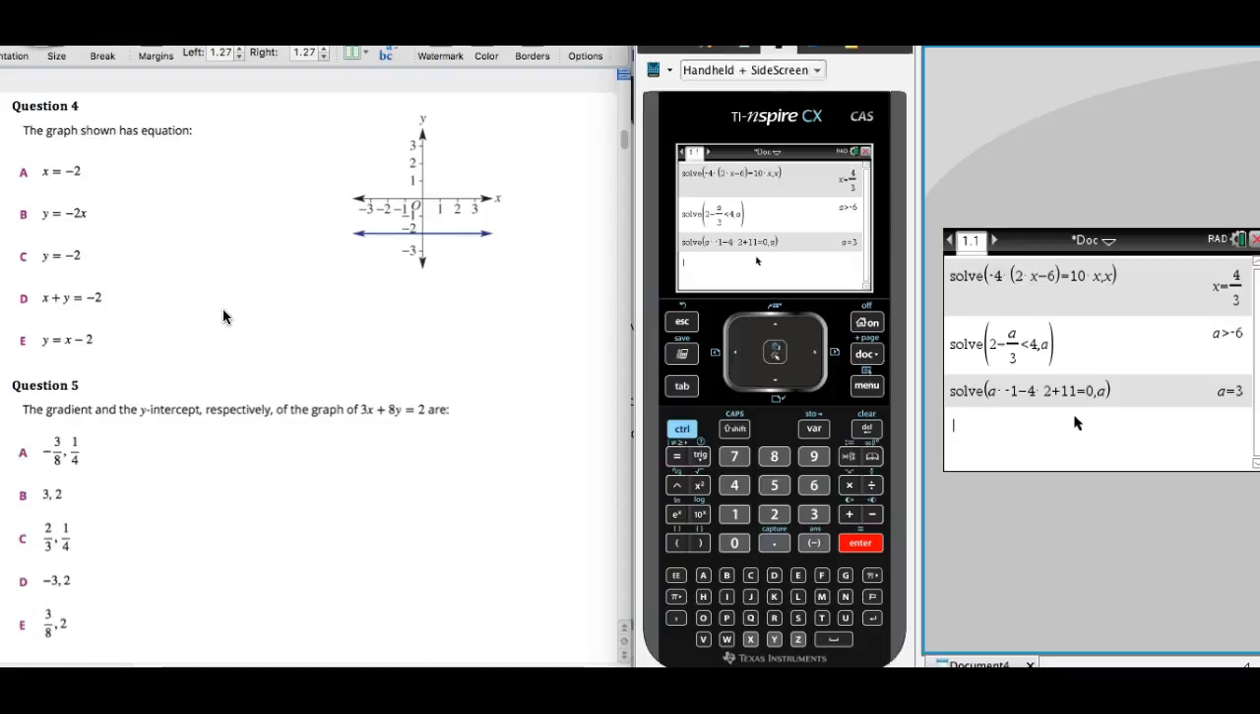Okay, question 4. The graph shown has the equation... Okay, it is a horizontal line. So that means it only goes through y. See how it only goes through y? So we're not going to see any x's. X's are gone. We just want the y equals. So anything that is not y equals, we delete.